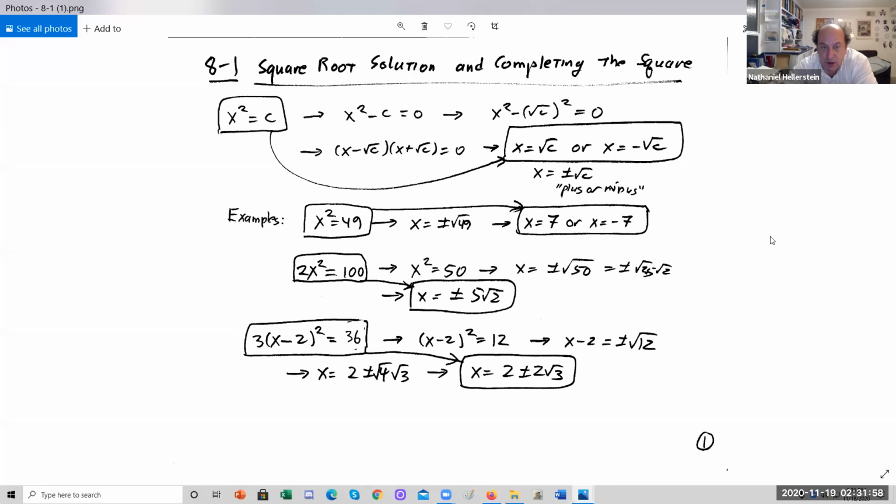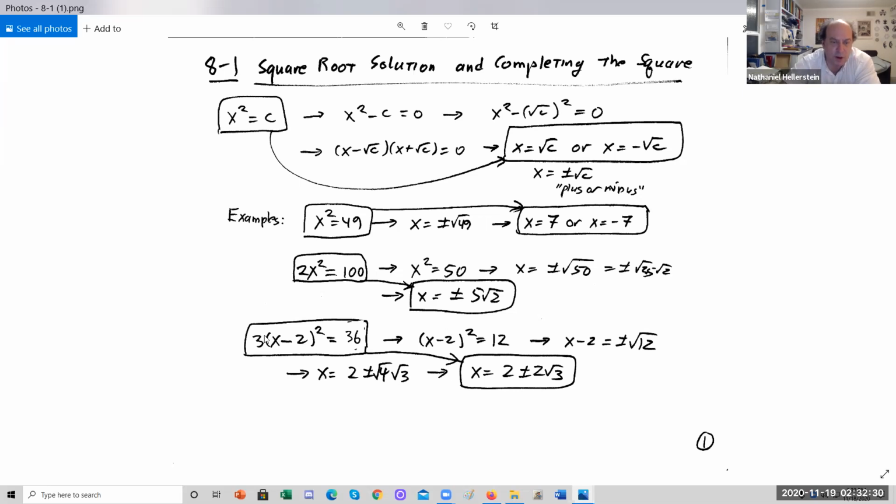Here we have, let's solve 2x squared equals 100. All right, first we divide by 2. x squared equals 50. Then we use the square root rule solution. So that x is plus or minus root 50. Now root 50, its largest square factor is 25. So it's plus or minus root 25 root 2. Root 25 is 5. So x is plus or minus 5 root 2. Both the plus and the minus solve this equation.